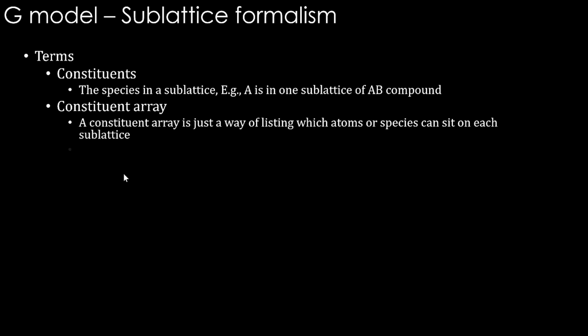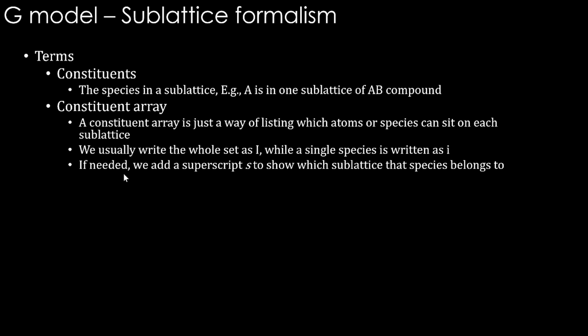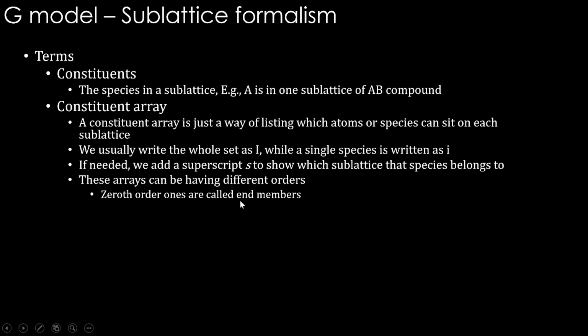Okay, this is a summary of what we have seen till now. Constituents are straightforward. Constituent array is just a way of listing which atoms or species can sit on each sublattice. We usually write the whole set as capital I, while a single species is written as small i. If needed, we add a superscript s to show which sublattice that species belongs to. And these arrays can have different orders, I0, I1, I2 and so on. The zeroth order ones are called end members.